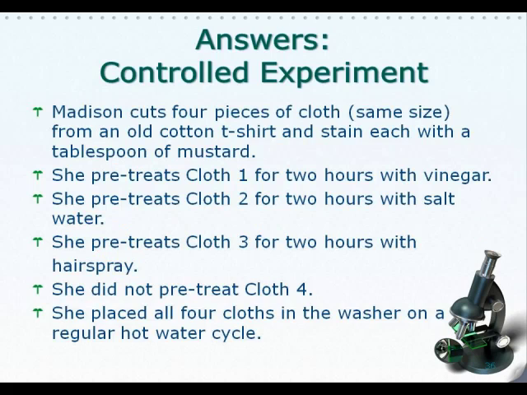Madison cut 4 pieces of cloth, same size, from an old cotton t-shirt and stained each with a tablespoon of mustard. She pre-treats cloth 1 for 2 hours with vinegar. She pre-treats cloth 2 for 2 hours with salt water. She pre-treats cloth 3 for 2 hours with hairspray. She did not pre-treat cloth 4 at all. She placed all 4 cloths in the washer on a regular hot water cycle.